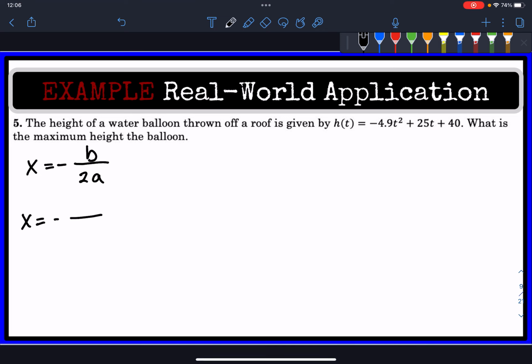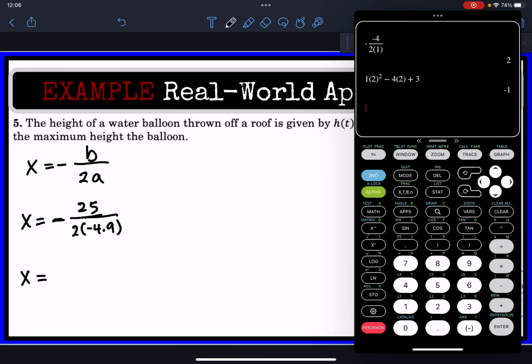Since here the b value is 25 and the a value is -4.9, we're going to get the x coordinate of our vertex by multiplying 2 with -4.9, dividing 25 by that answer, and then multiplying it by a negative, which we can do all in one single step with our handy dandy calculator. So we have our negative sign in the front, and our numerator is positive 25, and then the denominator is 2 times -4.9.